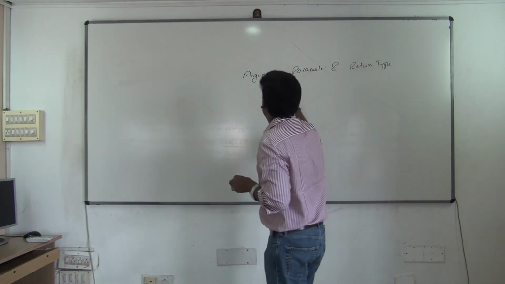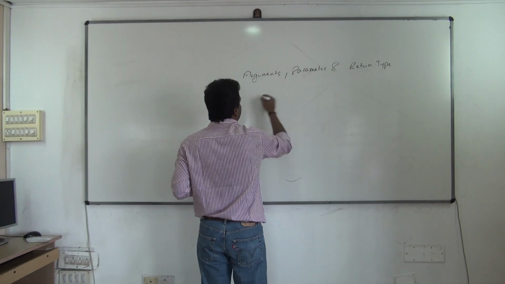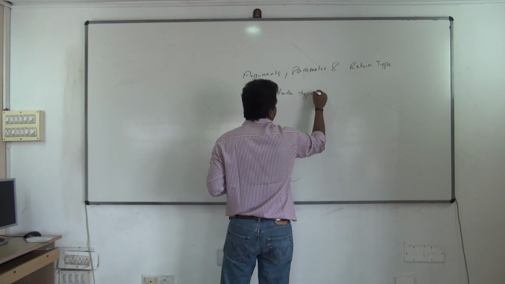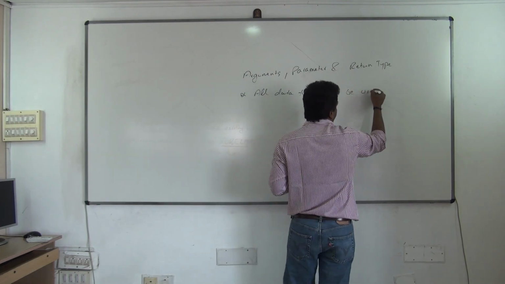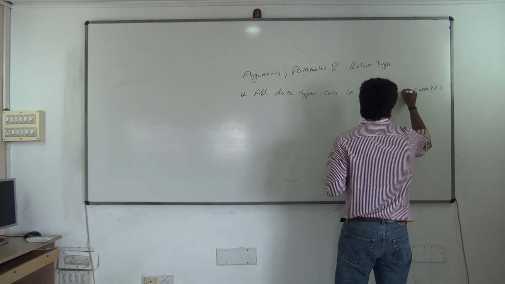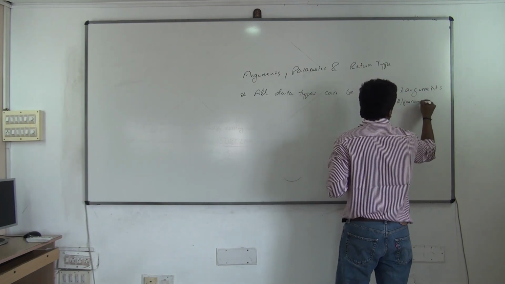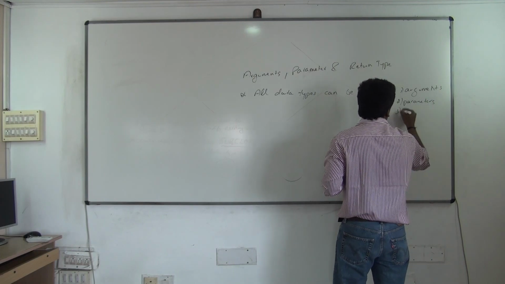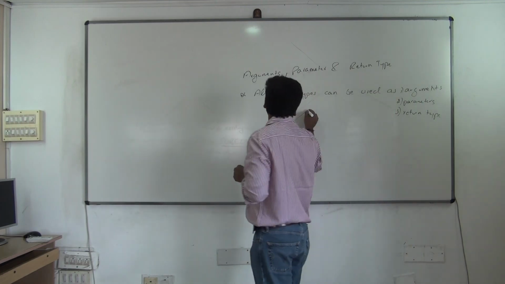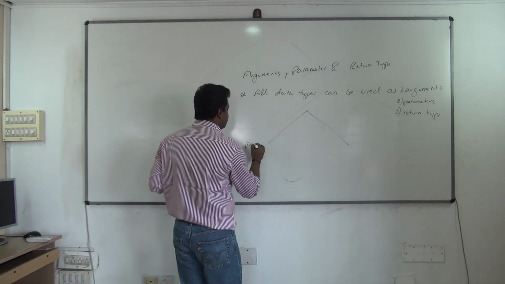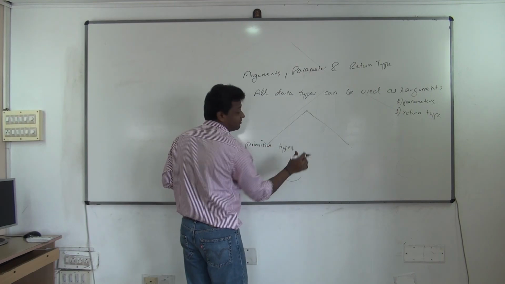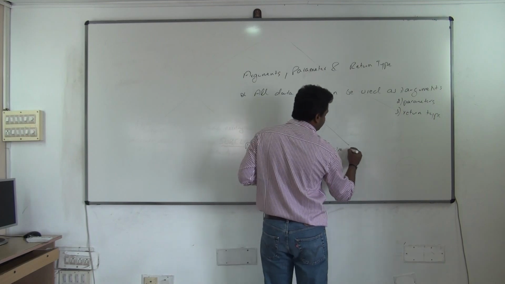Remember now. See, all data types can be used as arguments, parameters, and return type. Remember the first thing. Now, again, all data types means what? There are only two types, broadly classified: primitive types and user defined types.